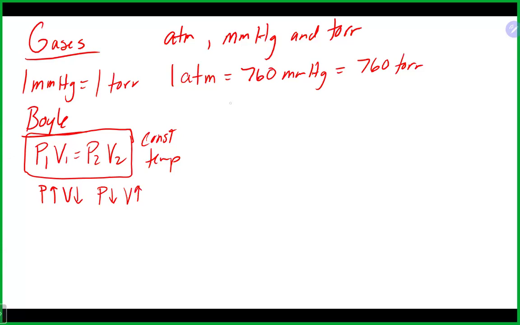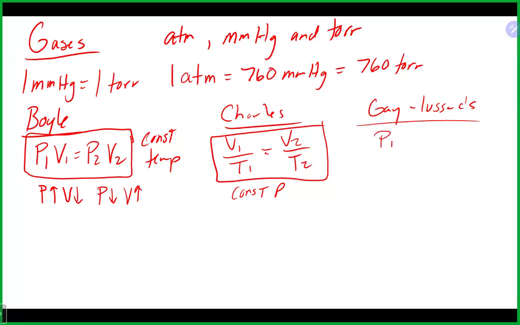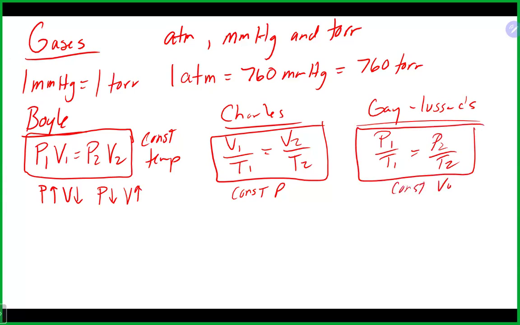We then talked about two gas laws, Charles' law and Gay-Lussac's law, there at the end. Charles' law is V1 over T1 equals V2 over T2. Charles' law is at constant pressure, while Gay-Lussac's law is P1 divided by T1 is equal to P2 divided by T2. And this is at constant volume.